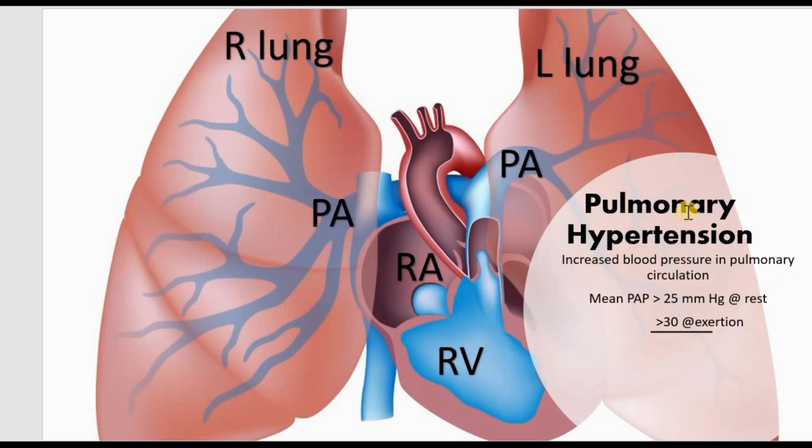So what happens in pulmonary hypertension? The blood pressure in the pulmonary artery increases. As a result, there is a backup pressure to the heart, to the right side of the heart. As a result, the right ventricle enlarges, and right ventricular strain leads to right-sided heart failure.